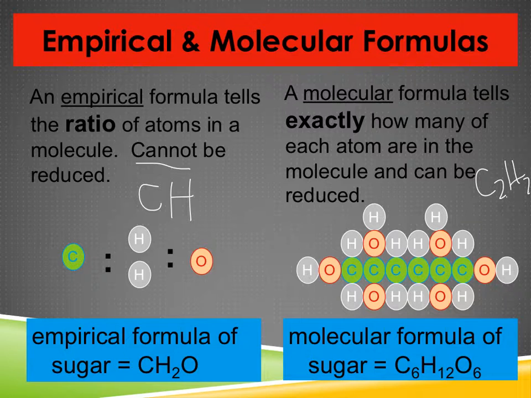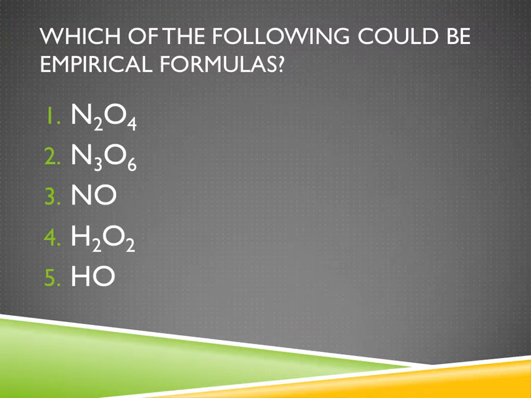Now the example shown at the bottom here is that the empirical formula of sugar is CH2O, so they're not all ones, but it still can't be reduced anymore. And the molecular formula of sugar we know to be glucose, C6H12O6. Well, in C6H12O6, all 3 of these numbers are divisible by 6, which is what gives you CH2O.